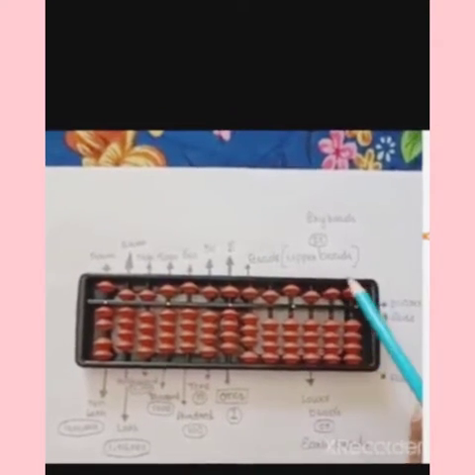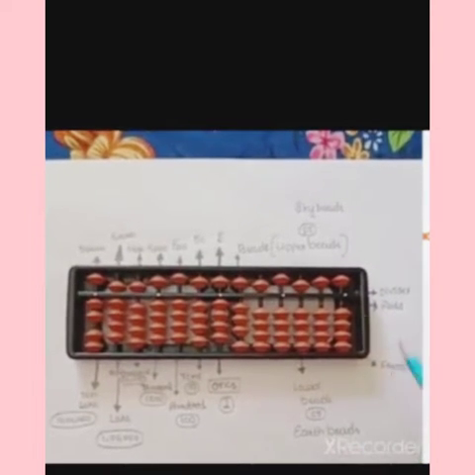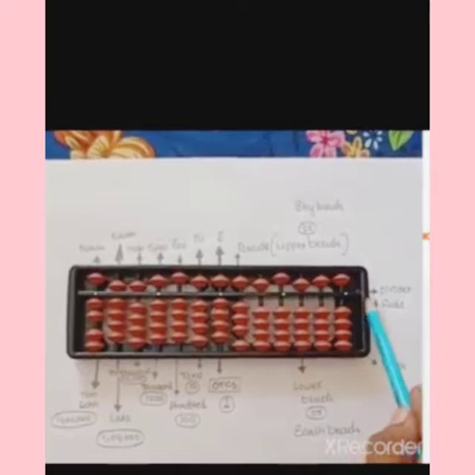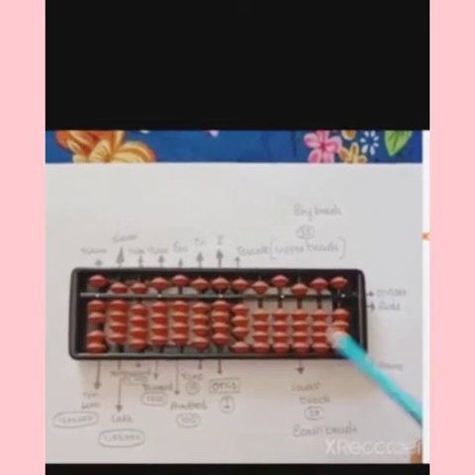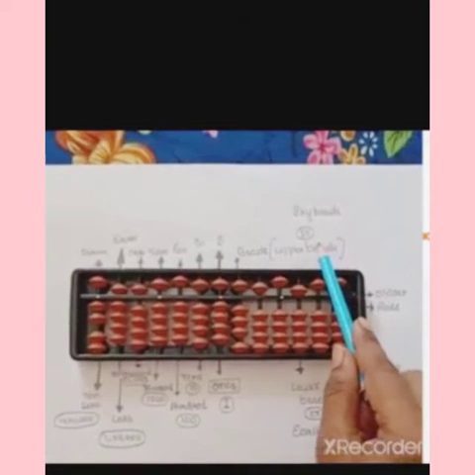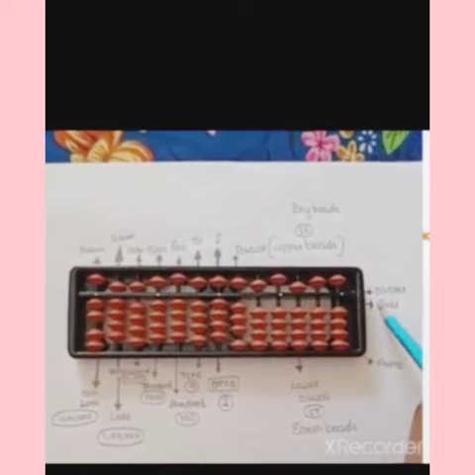Let me explain once again. The outer layer is called a frame, the middle line is called a divider, and these are the beads, lower beads and the upper beads, and these are called rods.